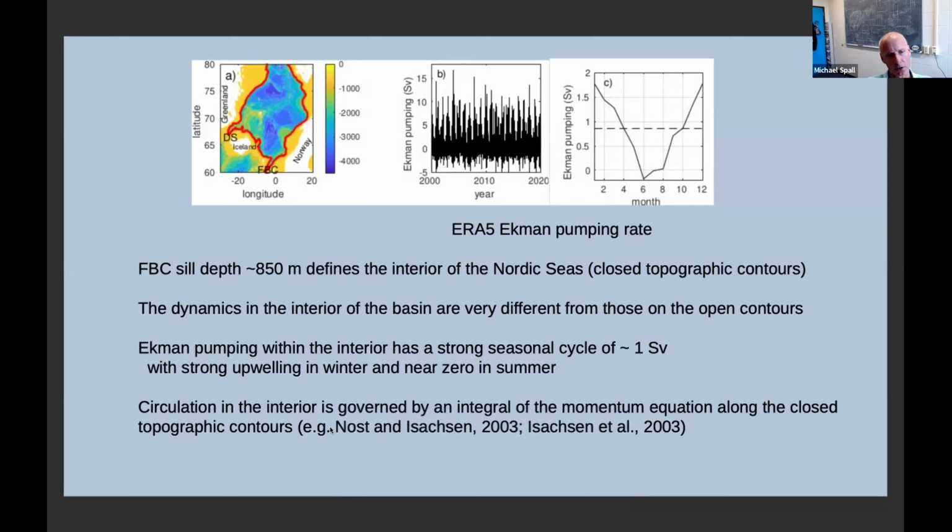We just heard about circulation governed by the integral of momentum equation from these older papers. And I'm going to build on that, although look at it in a slightly different way. Next slide, please.